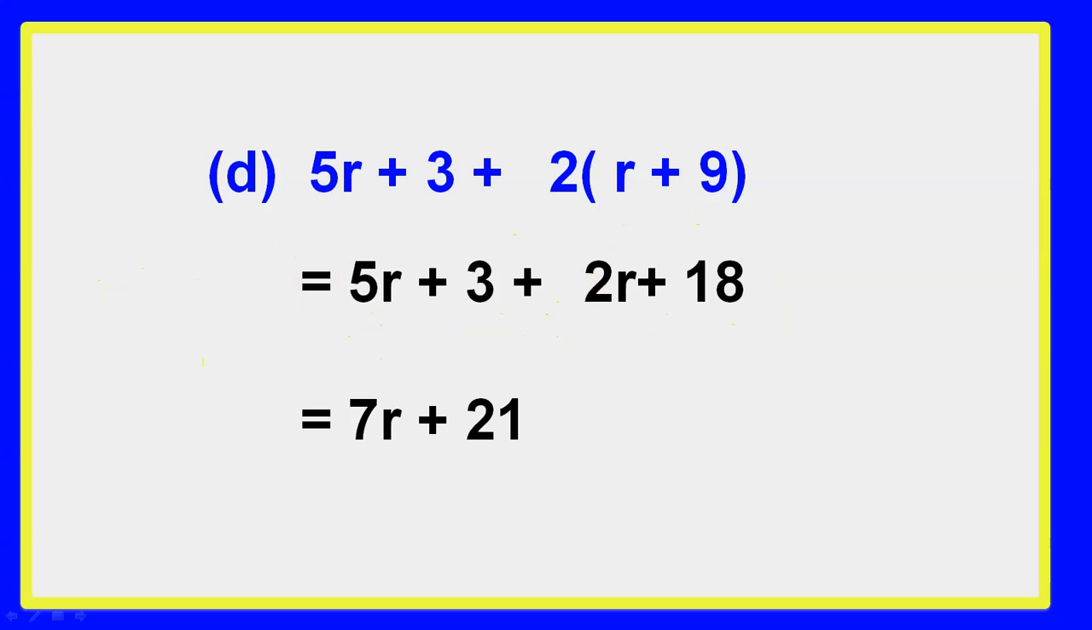Okay, so what do we have to do after this? We know we have to solve further. 5r plus 2r. How many r's do I have? 7r. Okay. 3 plus 18, it becomes 21. Can I solve further? Not possible. So this will be my final answer.